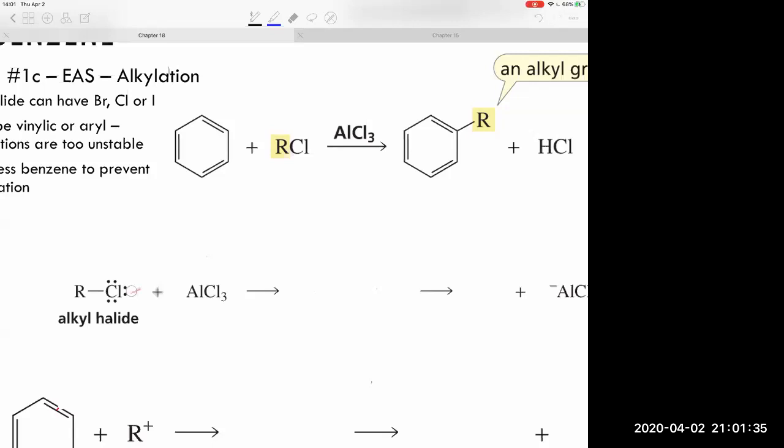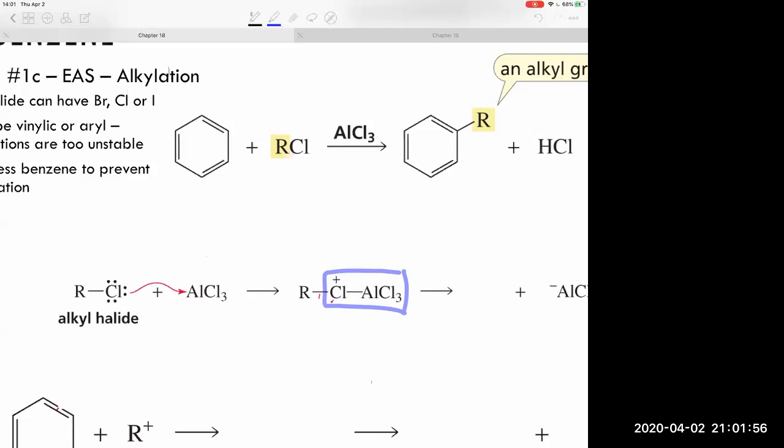All right, so again, aluminum chloride. Aluminum lacks that full octet, so it can accept electrons. This gives us this type of intermediate here. And then what you should notice about this right here is that it is just going to be an incredibly good leaving group.